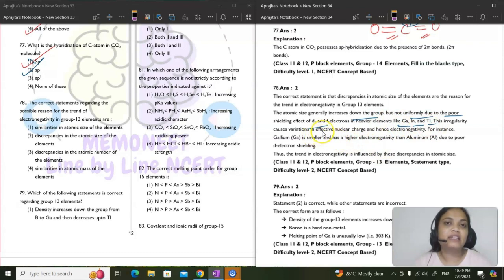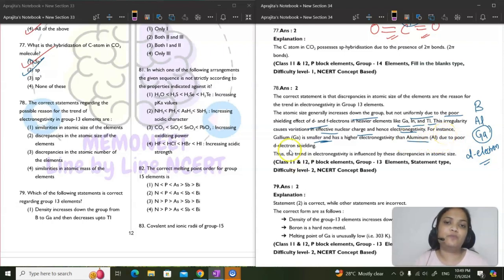So these irregularities cause variation in effective nuclear charge and electronegativity also, because if there is an irregularity in atomic size, there will be an irregularity in effective nuclear charge and then electronegativity. For example, gallium is smaller. Otherwise, like boron, aluminium, gallium has to be bigger than aluminium because of the increase in number of shells, but because of poor shielding of d electrons, it is smaller in size, and if it is smaller in size, it is more electronegative than aluminium, right?